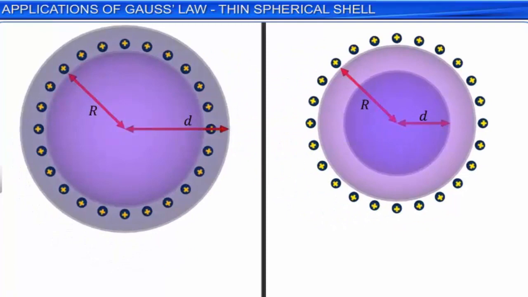Thus, for all distances d from the center of the spherical shell which are greater than its radius r, the magnitude of the electric field strength E due to the uniformly charged thin spherical shell is given by E equals 1 by 4 pi epsilon naught, q by d squared. For all distances d from the center of the spherical shell which are less than its radius r, the magnitude of the electric field strength E due to the uniformly charged thin spherical shell is 0.